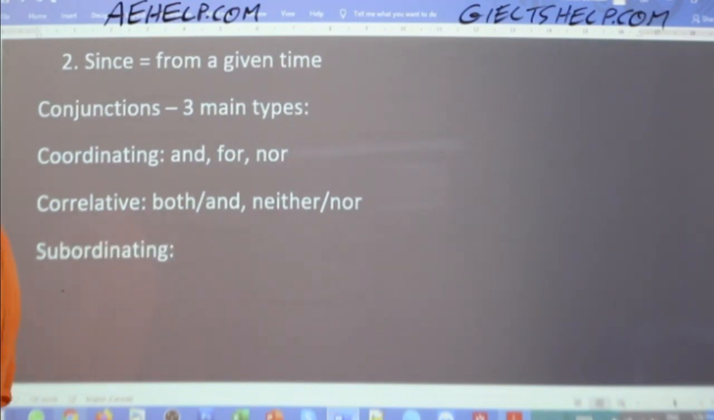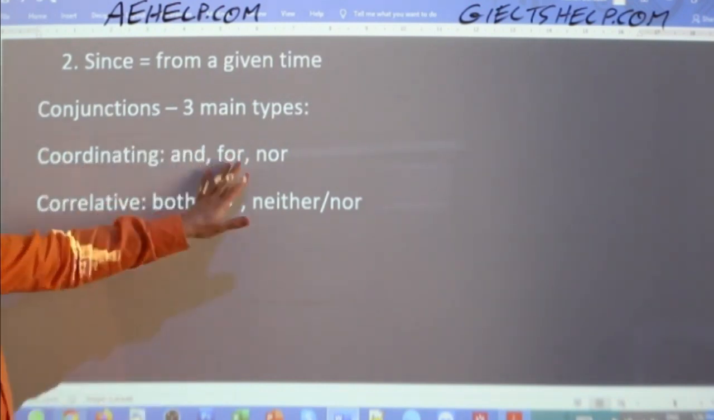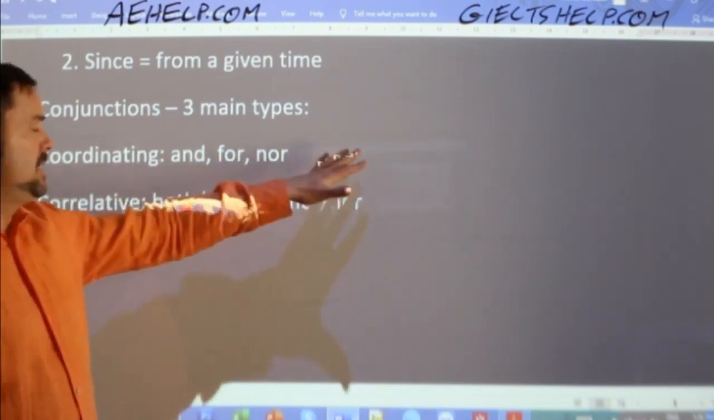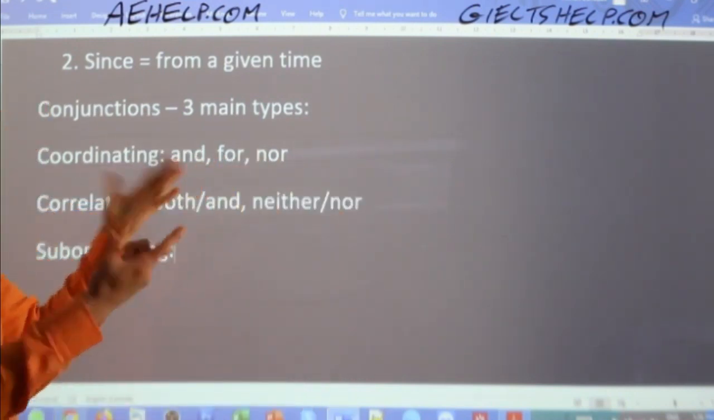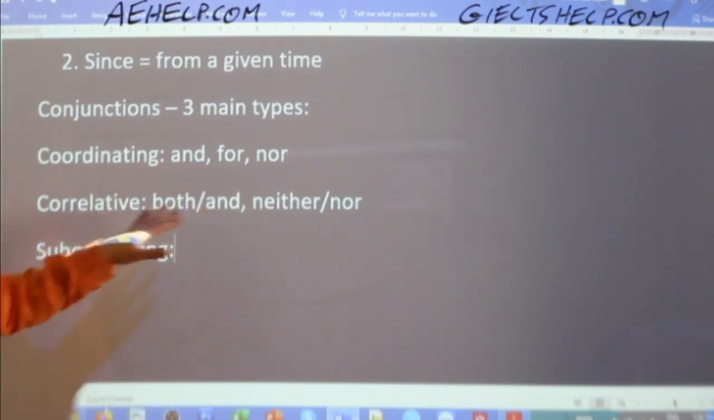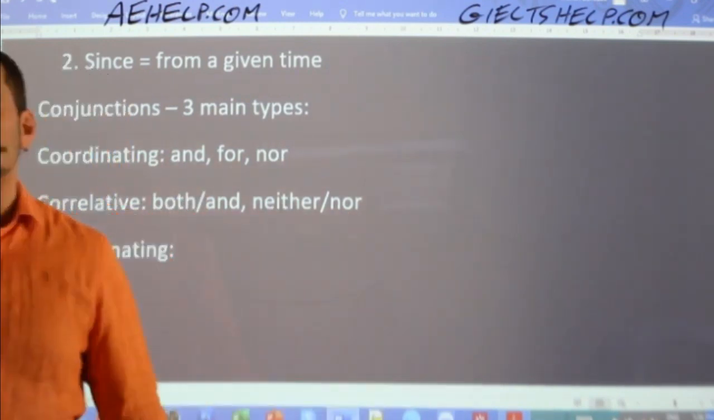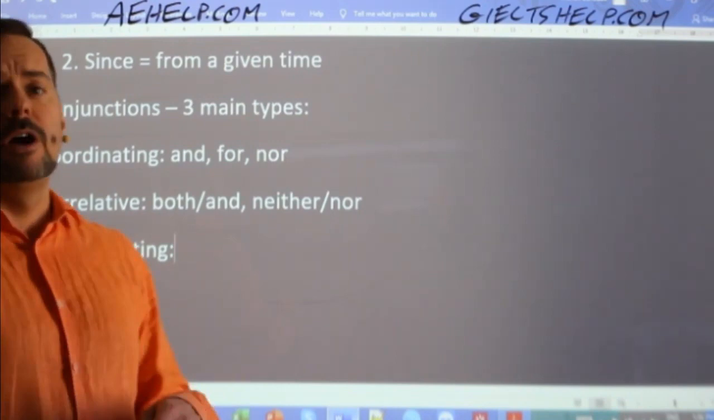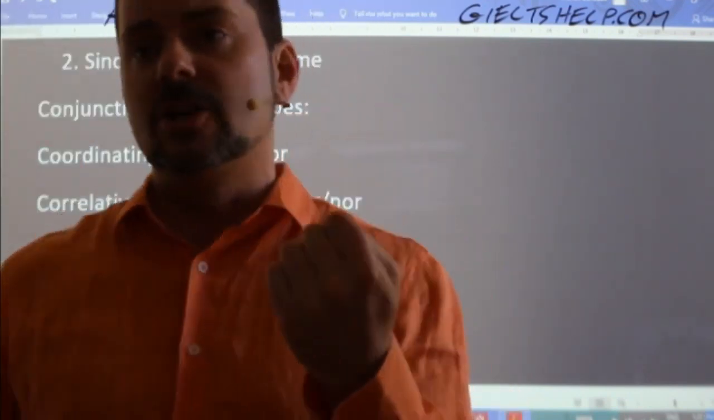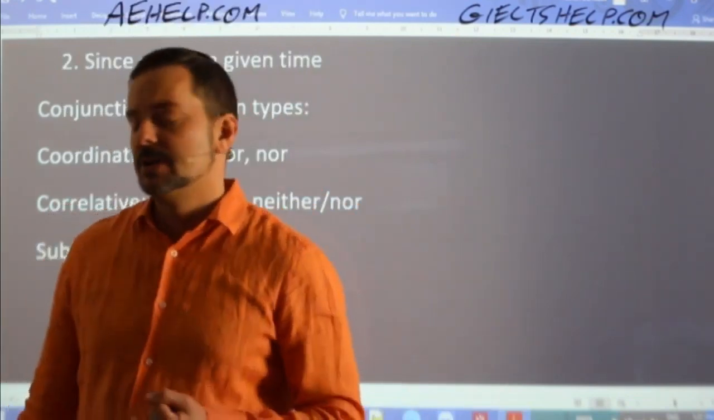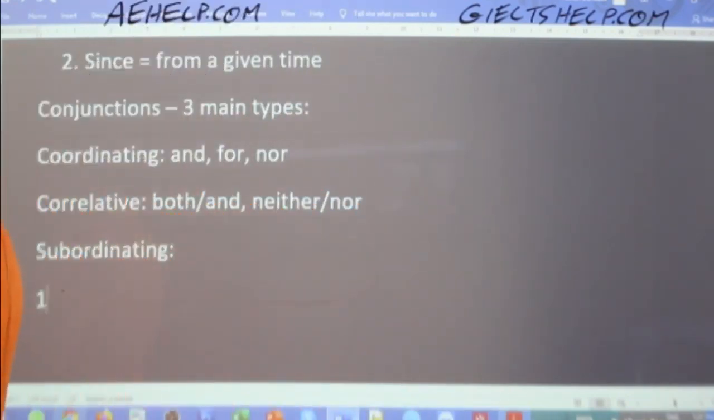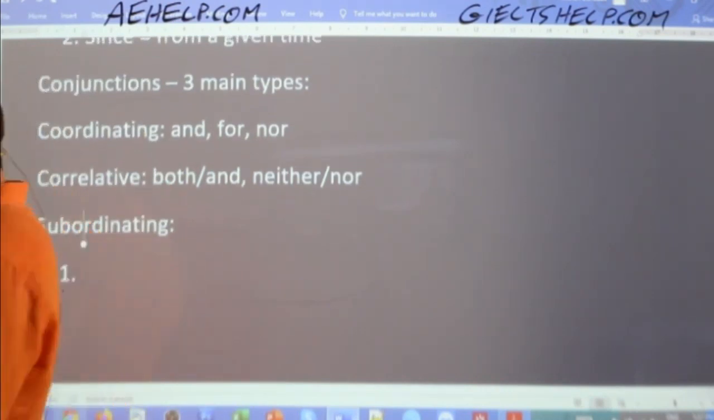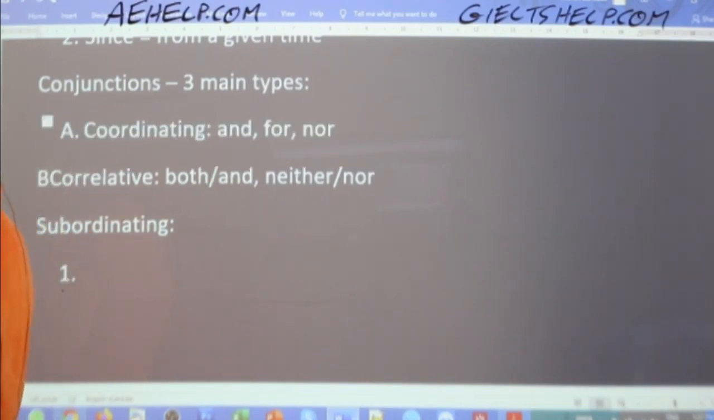So number 1, coordinating: and, for, nor. There are some interesting ways to use these. There's about 7 or 8 of these, the FANBOYS. And for correlative, there's about 10 or so of these. For subordinating, there's basically 4 groups in subordinating conjunctions. What are the 4 groups of subordinating conjunctions? Anybody know? It's the biggest family of conjunctions.